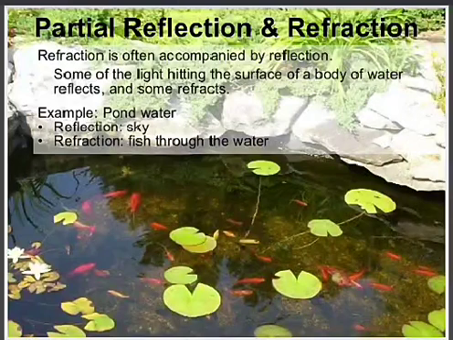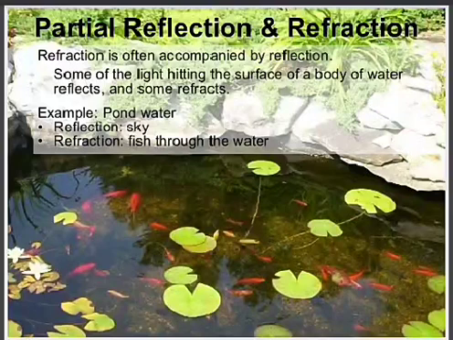You can see there is a pond where there are fishes, as well as you can see there is reflection. So I can see the fishes which are inside, that is refraction. The light is going across, that is refraction. I can also see the sunlight or the light getting reflected. This is called reflection. So reflection and refraction both are taking place simultaneously.